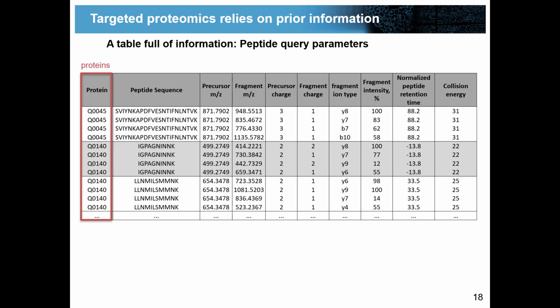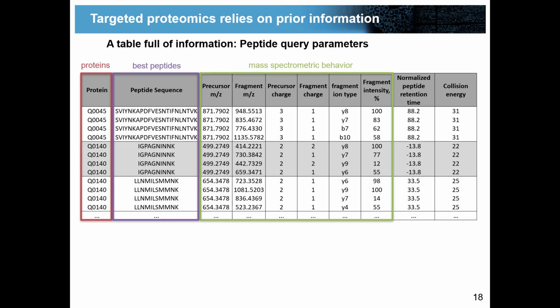Peptide query parameters is a table where you have the protein name, and for this protein the best peptides, whatever that means, that you would like to target. Then you have all the mass spectrometric behavior: the Q1, the Q3, charge state information, ion type, and also fragment ion intensity. This is an important column where people store the information what will be the most intense fragment ion with 100%, the second most, the third most.